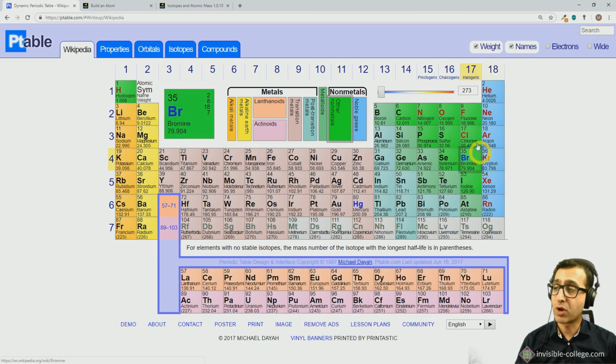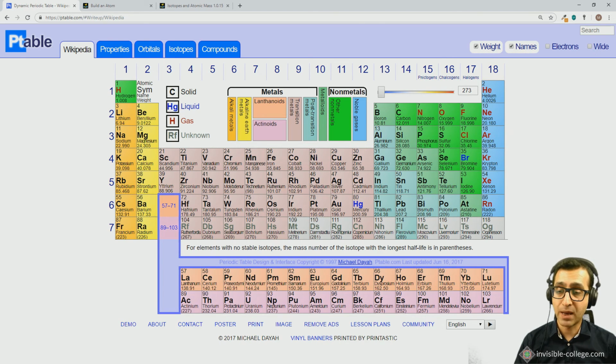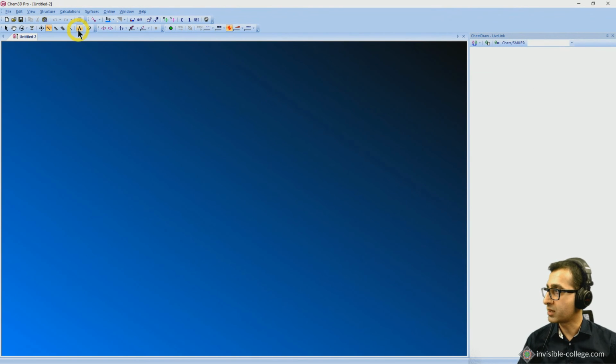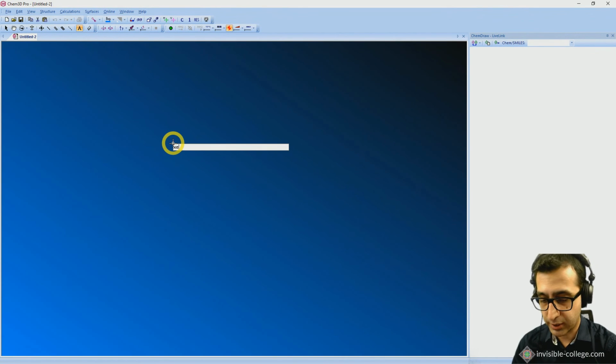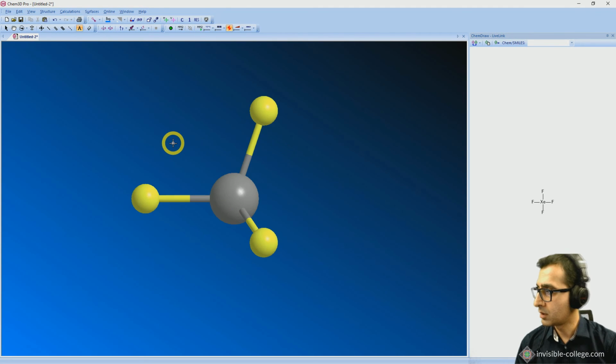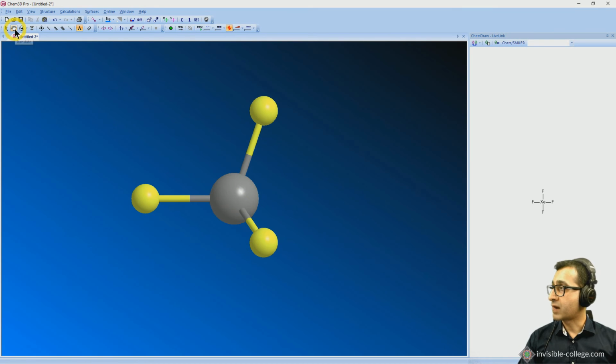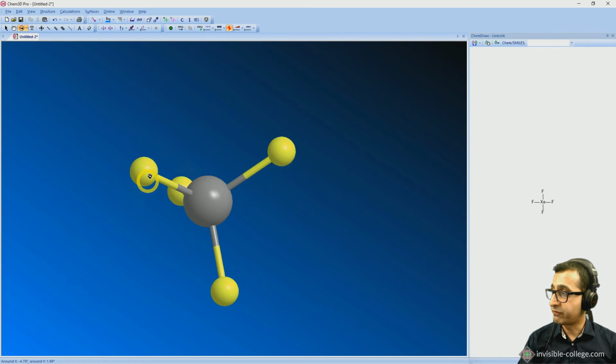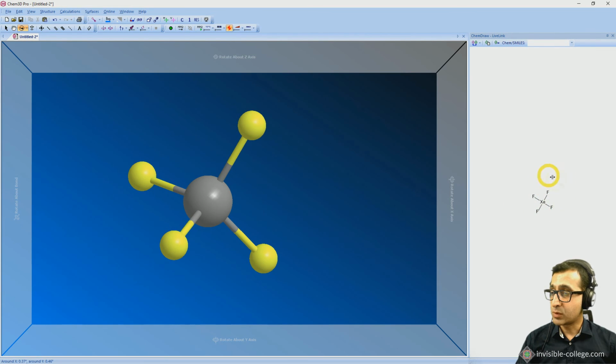Now, xenon tetrafluoride is a compound composed of molecules, each of which contains 1 atom of xenon and 4 atoms of fluorine. So let me just bring up my 3D molecular modeling application here, and I'll show you what a molecule of xenon tetrafluoride looks like. This is a ball and stick diagram of xenon tetrafluoride. We can see here we have 1 xenon atom in the center, and it's bonded covalently to 4 fluorine atoms. So this would be the structural formula of xenon tetrafluoride.